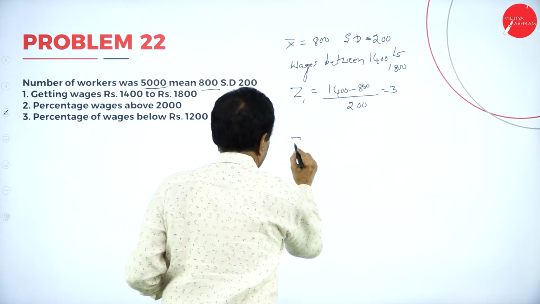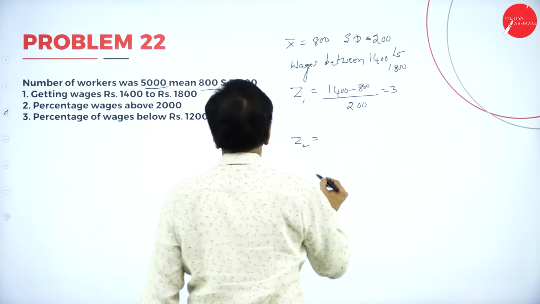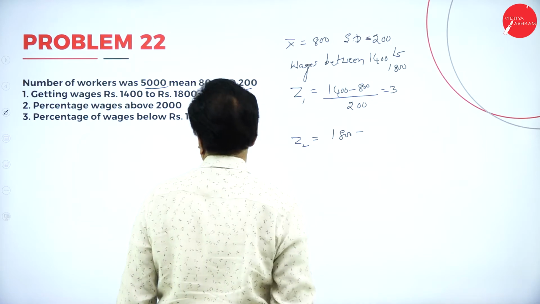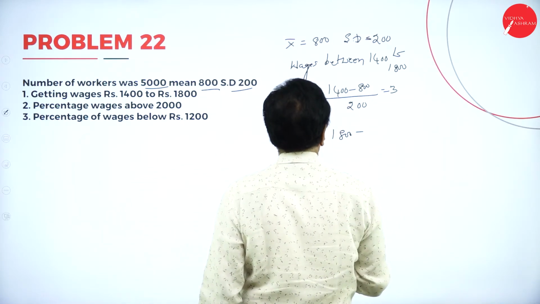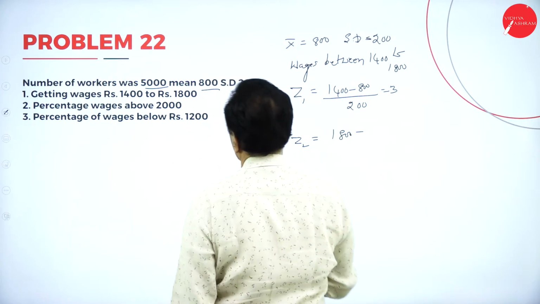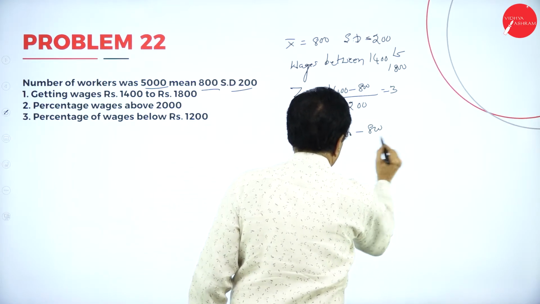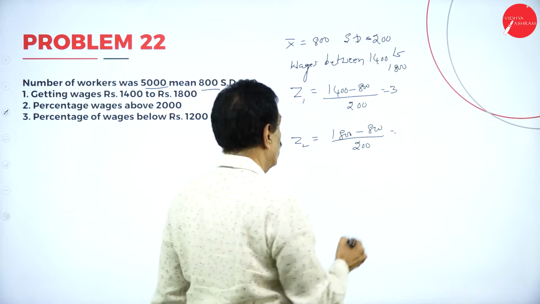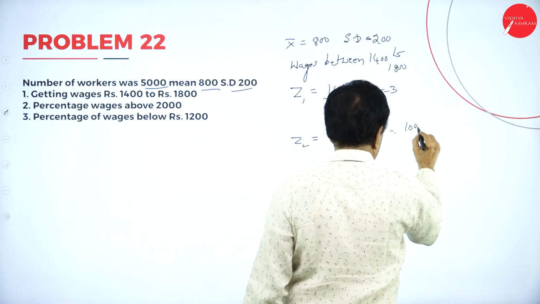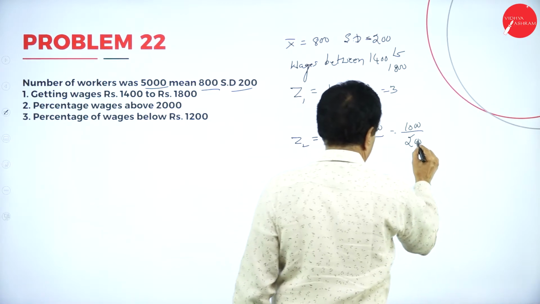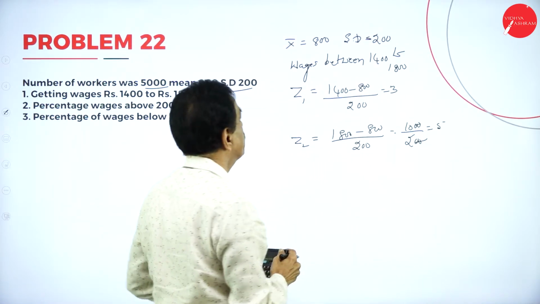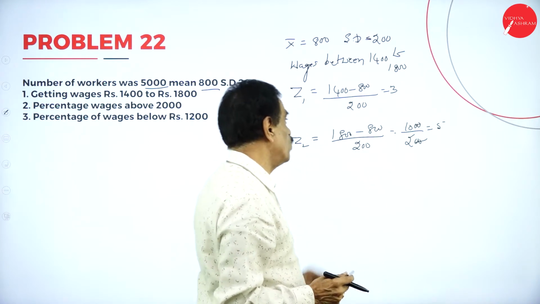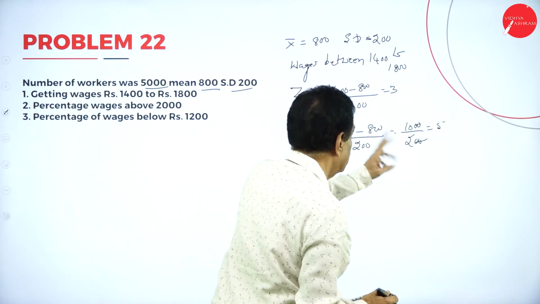Then Z2, your x value is 1800. Then 1800 minus mean 800, divided by standard deviation 200. 1800 minus 800 means 1000, divided by 200, 5. So 1400 minus 800 is 600, divided by 200 is 3. 1800 minus 800 is 1000, divided by 200 is 5.